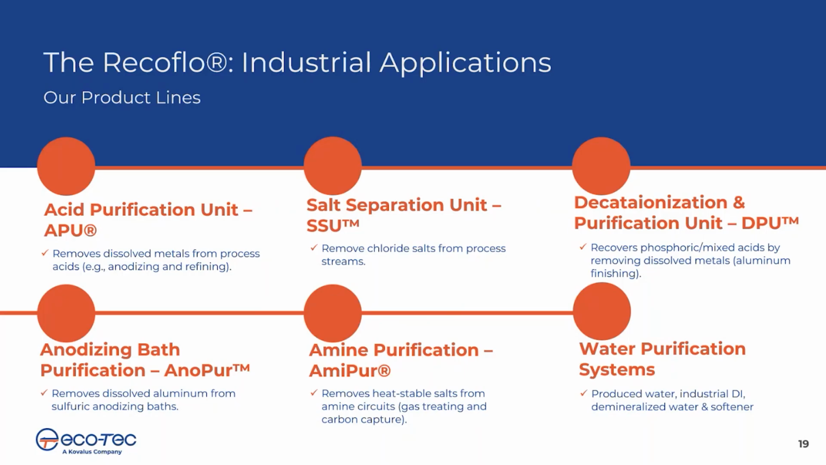Our AMIPure applies Recoflo ion exchange to remove heat-stable salts, which are the source of corrosion and performance loss, from an amine circuit in refineries or the carbon capture sector. The purified amine is then recycled back into the process. Ecotech also offers mobile AMIPure and amine purification service that connects to existing amine circuits when purification is needed.